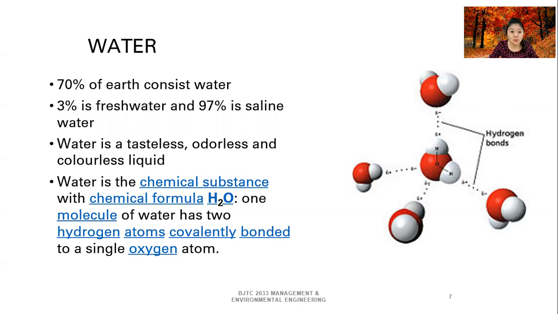Okay? So water is a tasteless, odorless, and colorless liquid. Water is the chemical substance with chemical formula H2O. One molecule of water has two hydrogen atoms covalently bonded to a single oxygen atom. So from this figure you can see.